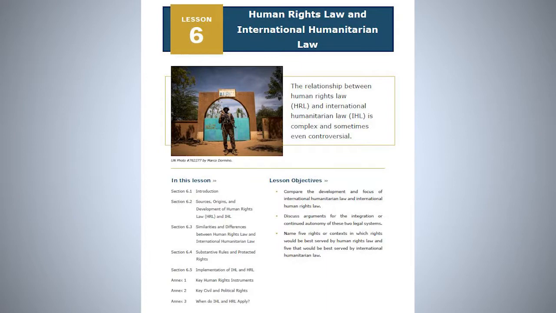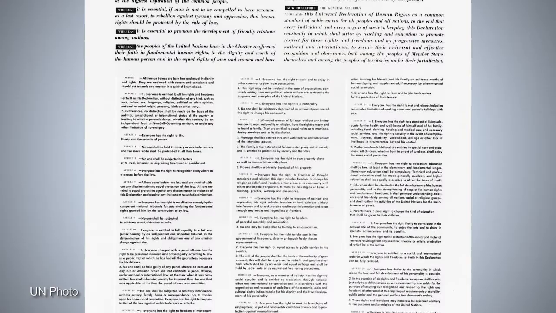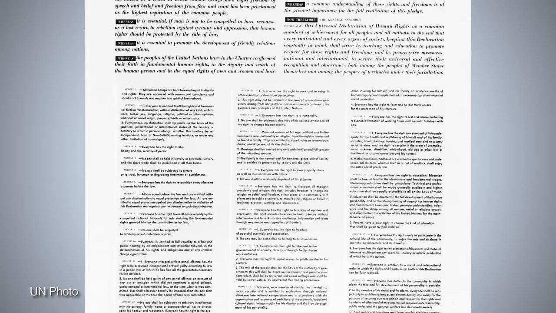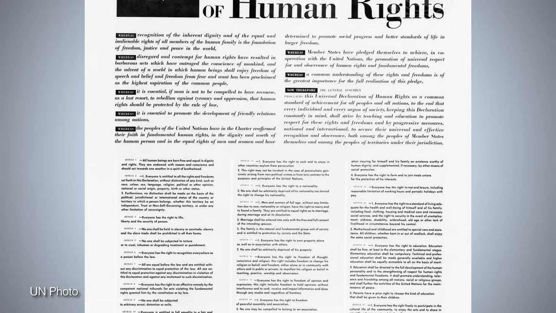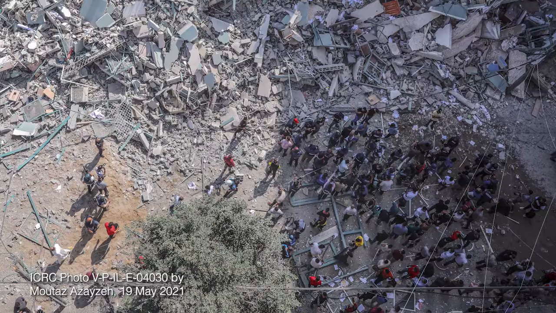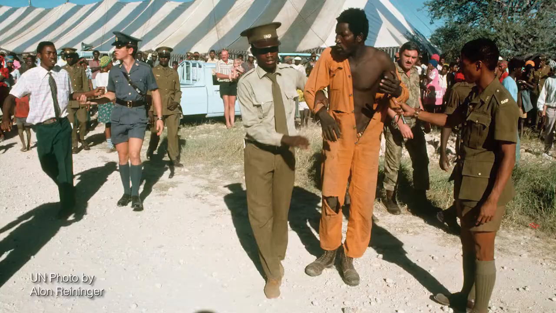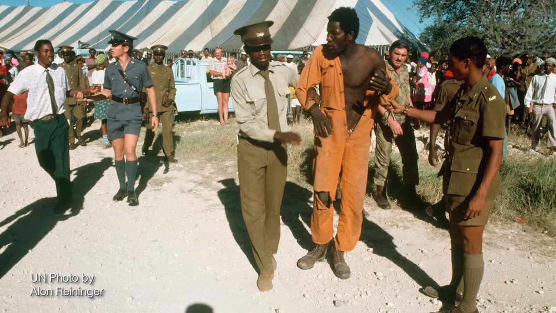Lesson 6 examines the complex and sometimes controversial relationship between human rights law, or HRL, and IHL. Both IHL and HRL are a part of public international law, share the same objective of protecting human beings, and contain rules related to the relationship between states and individuals. However, they differ in key areas, including when they apply and to whom they are applicable. For example, violations of IHL often occur on the battlefield, while violations of HRL more often occur in judicial, administrative, or legislative decisions.